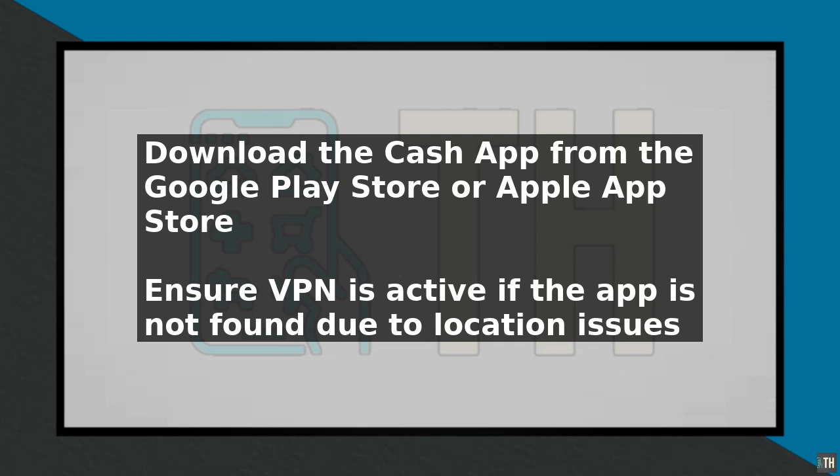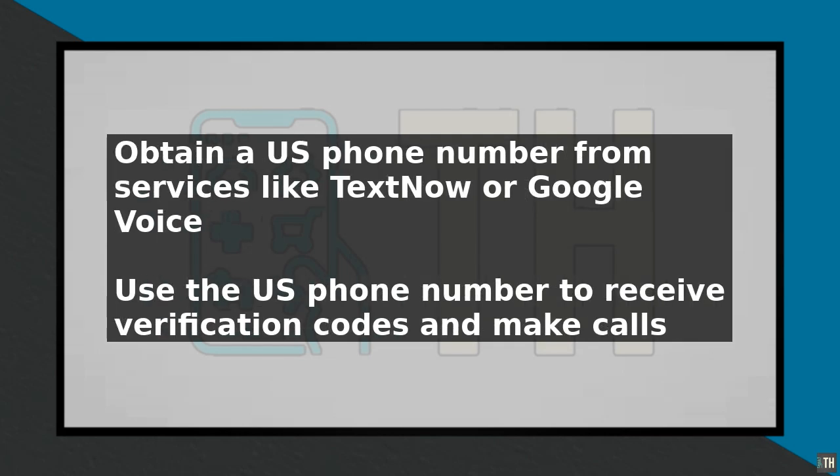Once you have downloaded the app, you will need a US phone number to sign up. You can obtain a US phone number from services like TextNow or Google Voice. These services provide you with a free US phone number that you can use to receive verification codes and make calls. After you have your US phone number, open the Cash App and tap on the Sign Up button.